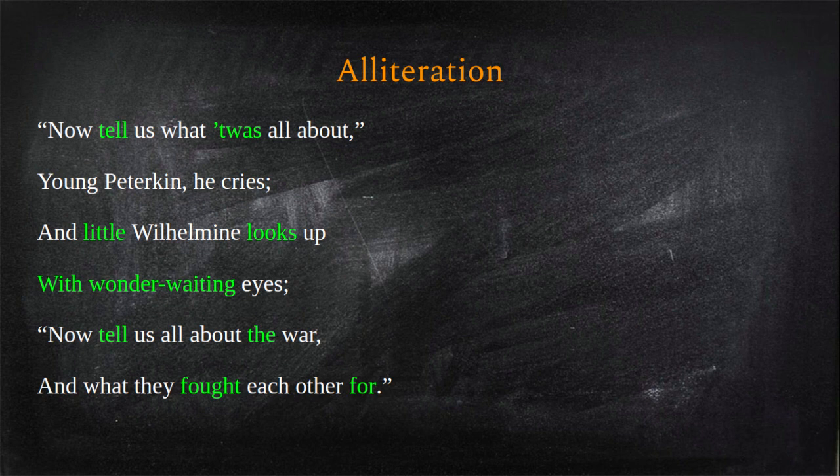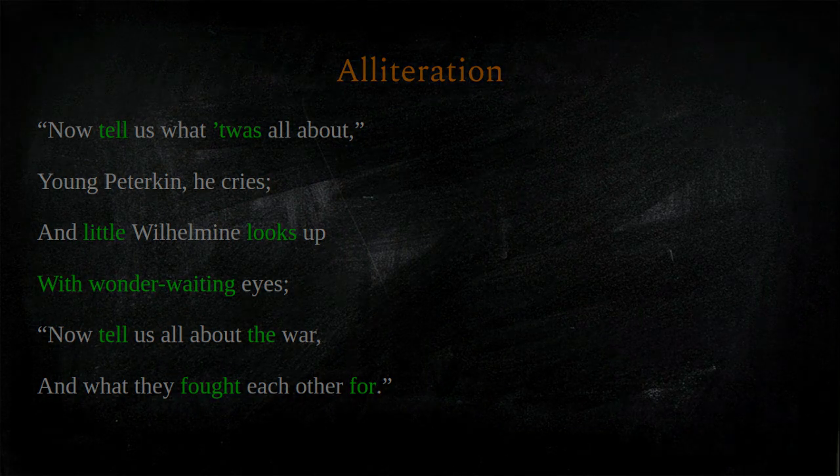Then in the third line, little and looks. In the fourth line, with, wonder, waiting. In the fifth line, tell and the. And in the last line, fought, for. These are all examples of alliteration in this stanza. You can find the other examples of alliteration in the remaining stanzas.